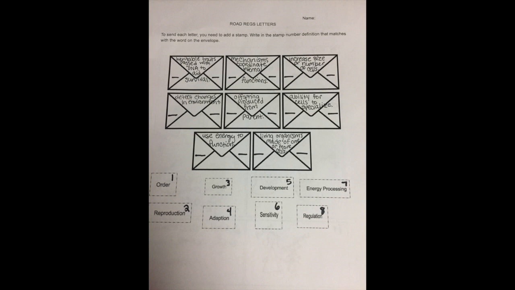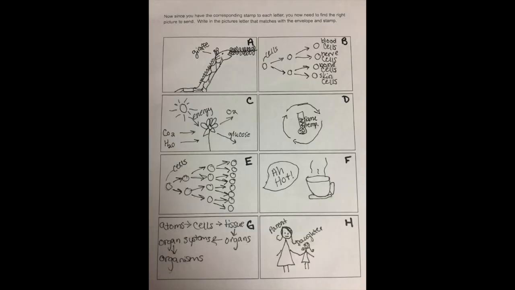Then the last letter is living organisms made of one or more cells, and the stamp for that letter is order. Now this is only the first part of the worksheet. The next part is you need a picture to go in that letter to send out. So on the top it says, now since you have the corresponding stamp to each letter, you now need to find the right picture to send. Write in the picture's letter that matches with the envelope and stamp.